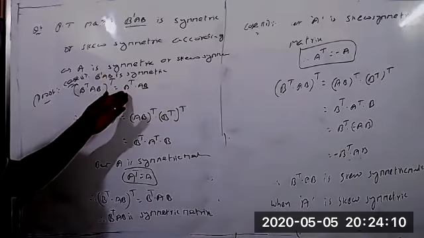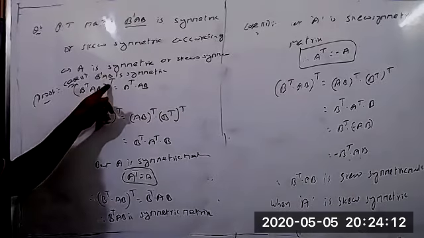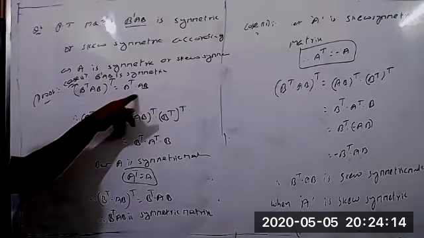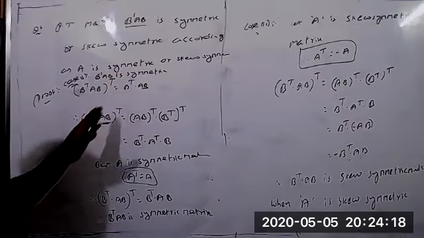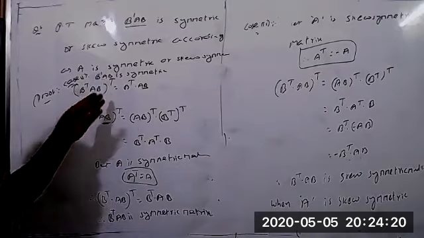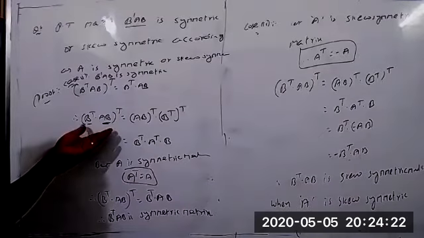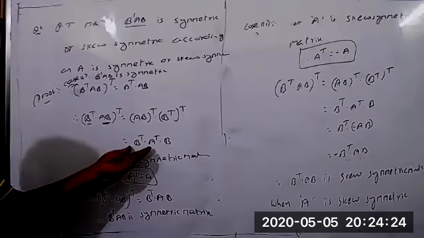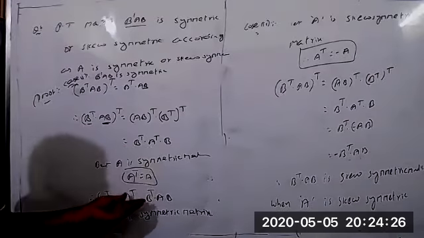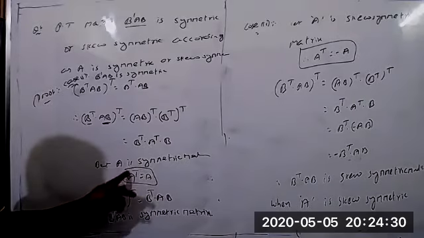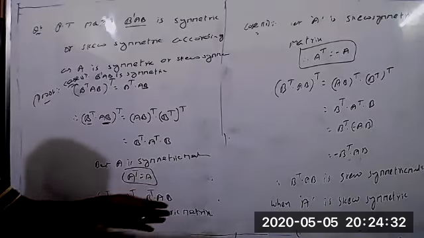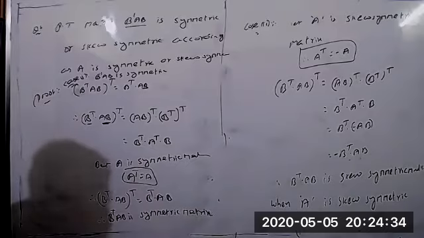What do you have to show now? (B transpose into AB) whole transpose equal to B transpose into AB. We have to prove it by the definition of symmetric matrix. So this is the whole transpose. I take the LHS value and I got the RHS value. But where is it possible? Compulsorily if A is a symmetric matrix.